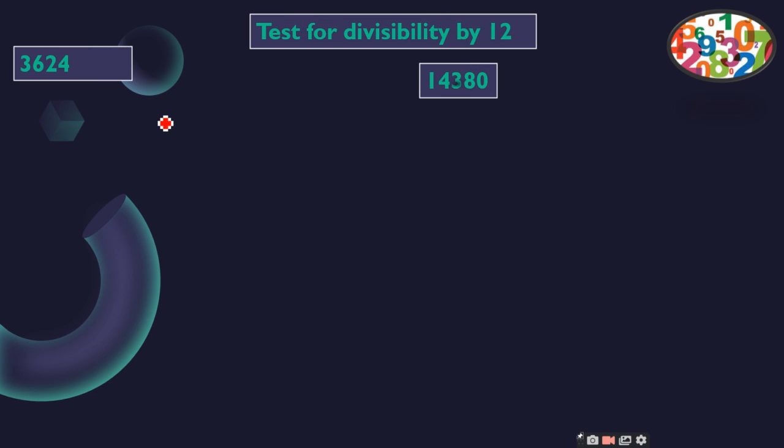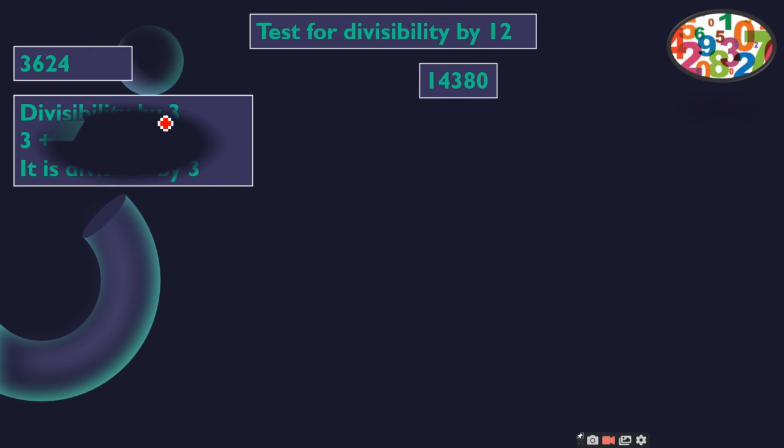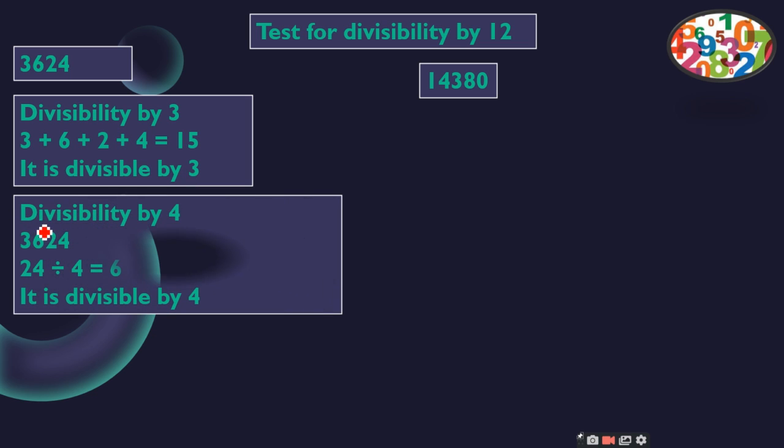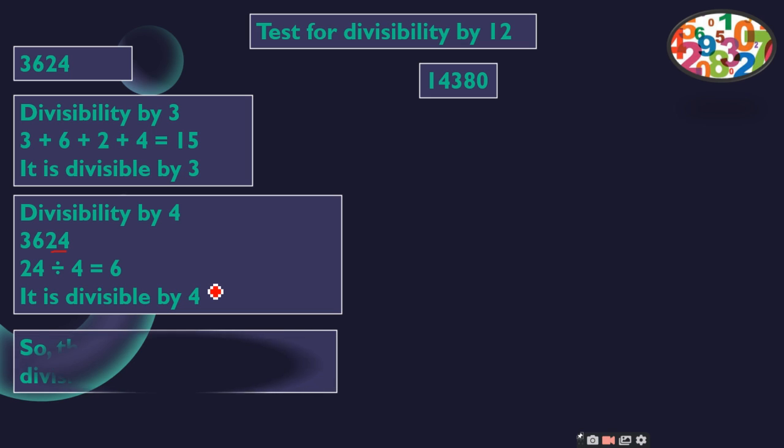The next example is 3624. First we check the divisibility by 3. 3 plus 6, 9, 9 plus 2, 11, 11 plus 4, 15. It is divisible by 3. Let's check the divisibility by 4. 3624, let's check the last two digits. 24 divided by 4. 4 sixes are 24. It is divisible by 4. So it is also divisible by 12.